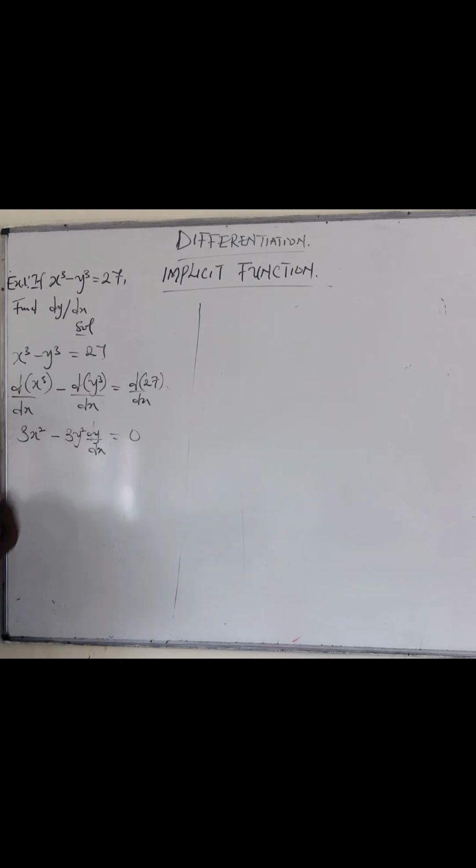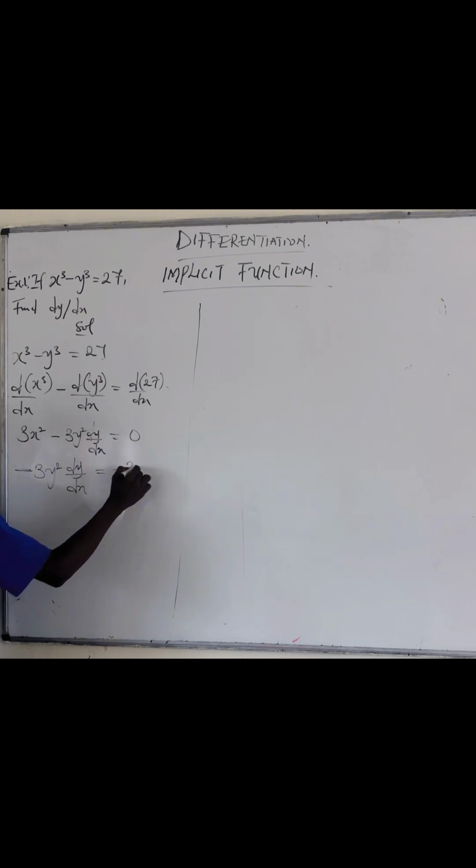And what are you looking for? The dy dx. So you make the dy dx the subject of the formula and take this place. So I'm going to have minus 3y squared dy over dx is going to be equal to what? Minus 3x squared. I need you to know that.